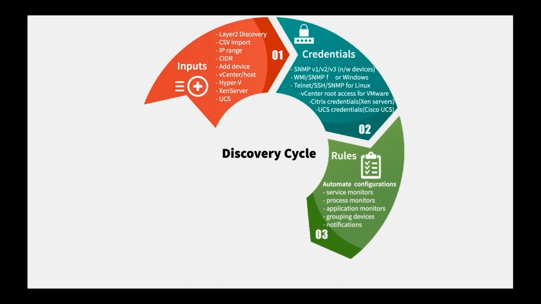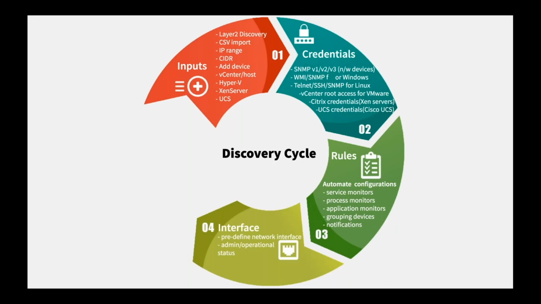And stage 2 is where you will assign rules. As I said, you can automate configurations like setting up service monitors, process monitors, application monitors, grouping devices, or setting up notifications. You will do all this only after getting your inventory added to your monitoring tool. And we have an option to create this as a task and associate it with the discovery profile itself. So as and when a device gets added to the tool, all these tasks are associated and done automatically. So in stage 4, you can filter out the interfaces.